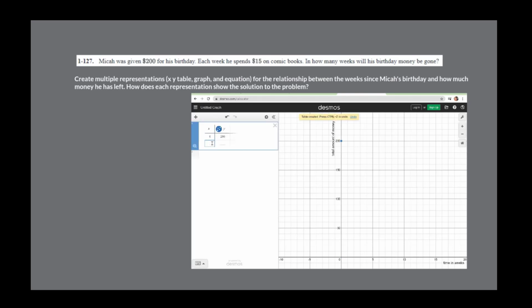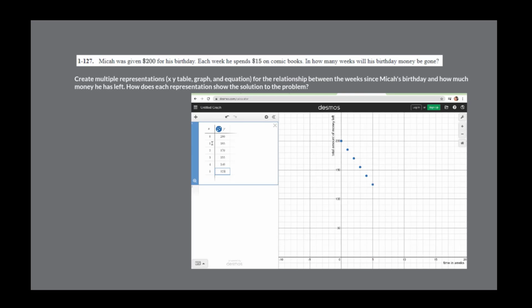So after week 1, he will have 185 left. Then at week 2, we'll subtract another 15, and that's 170. Aren't you impressed with my math skills? It's so difficult. Just kidding. Week 3, it will go down to 155. And what I have forming on my right on this graph, it looks like it's linear, which makes sense because it is going down 15 each time. So I'm going to put one more point in, and that's 5, and at 125.